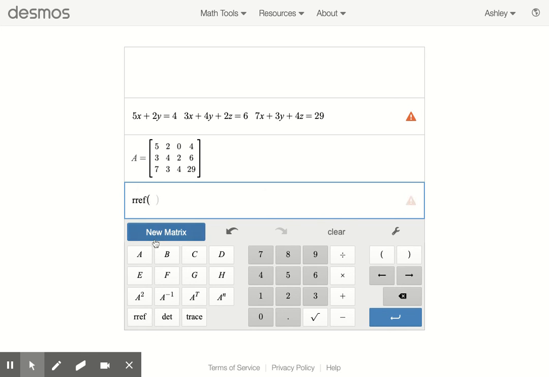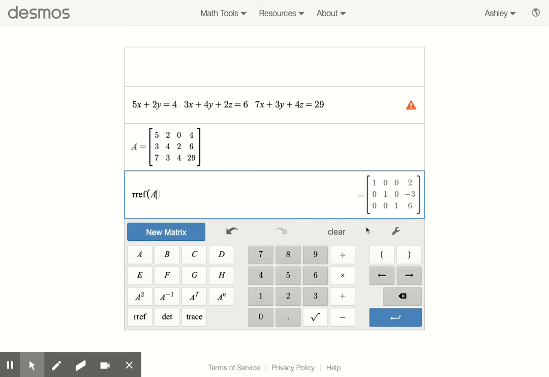Then we are going to solve, and we get this lovely answer. Okay, so here we can see our beautiful identity matrix of 1's diagonal with 0's around. That means that on my first column, these are my x values. So x is 2, y is -3, and z is 6.